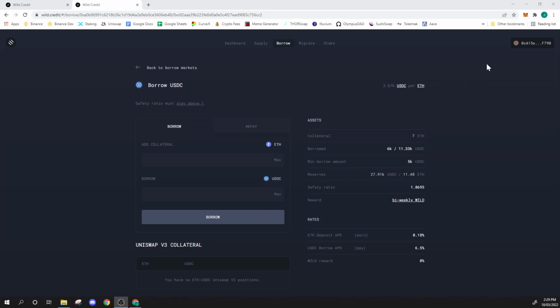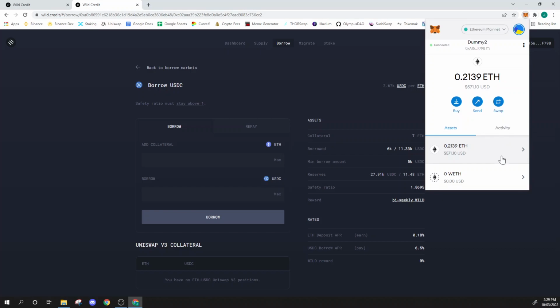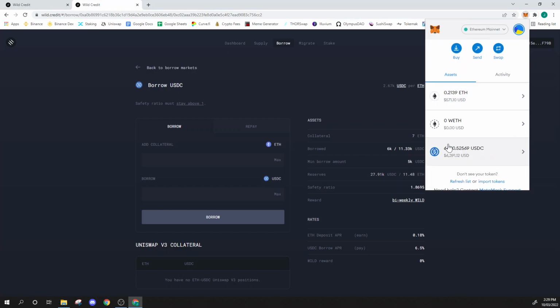So now that that transaction has been executed, we can see, as I jump into the MetaMask wallet, that $6,000, got a little bit more from that I had in there previously, but we can see that that $6,000 that I've borrowed is now sitting in my MetaMask account.